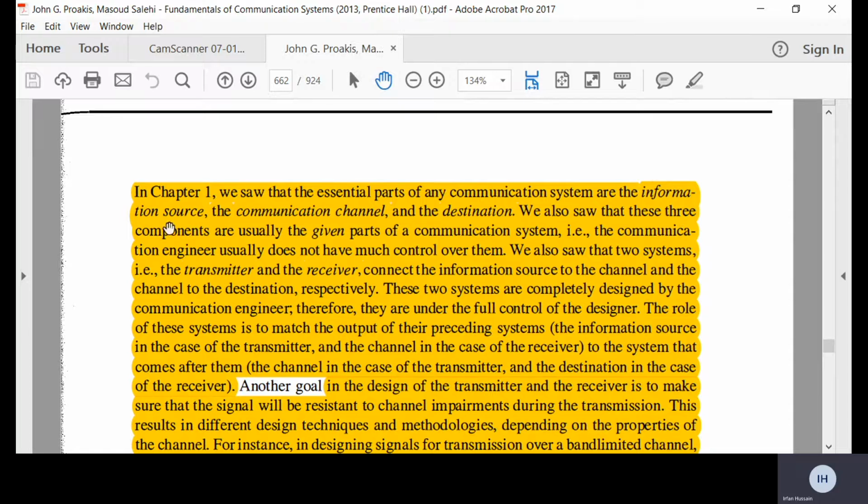So, the engineer does not know or does not control the information source, nor the communication channel, and also the destination. But what we have is a transmitter and a receiver. The transmitter connects the source with the communication channel, and the receiver on the other hand will get the information from the communication channel and reconnect it to the destination. So these two systems are completely designed by the communication engineer and are in his control.